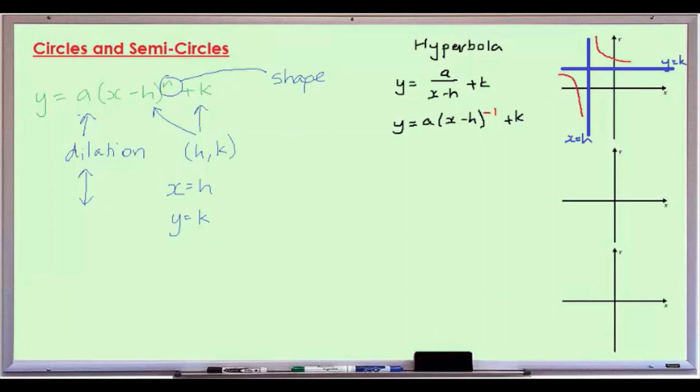The next graph that we know is our truncus. And the truncus has the equation y equals a over (x minus h) squared plus k, or in the standard form, a bracket (x minus h) to the power of -2, plus k. And what that means, the -2 tells us that it's the truncus shape.